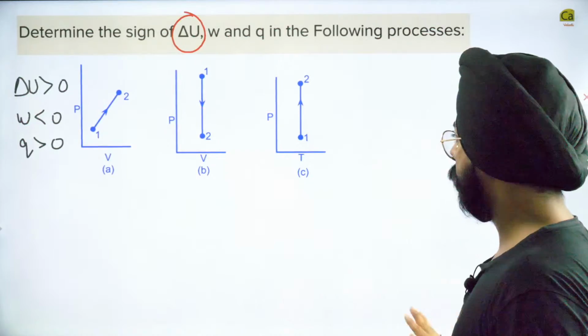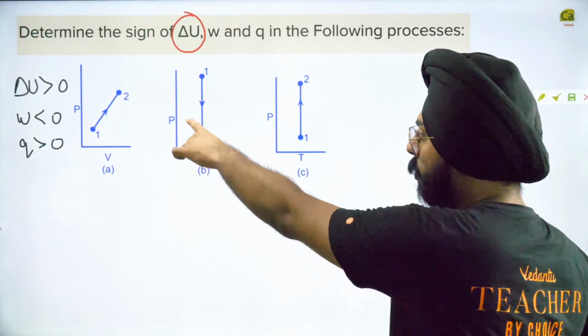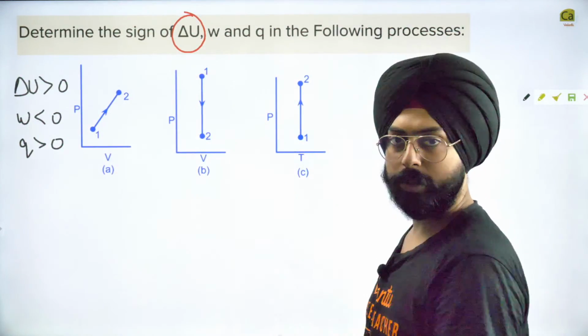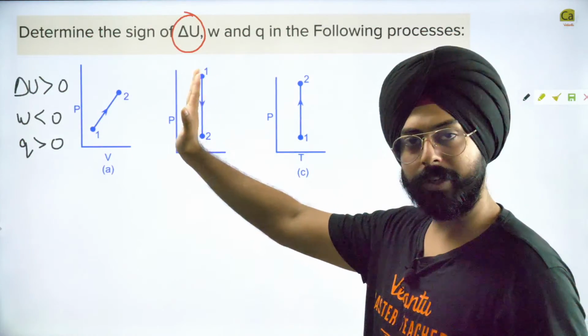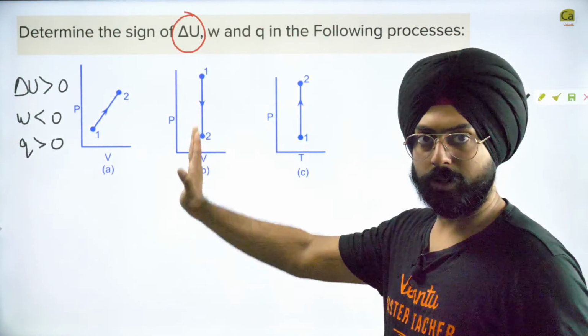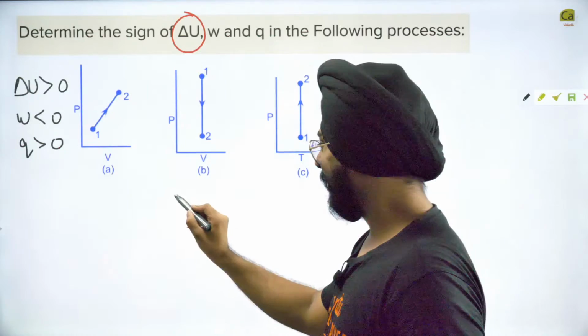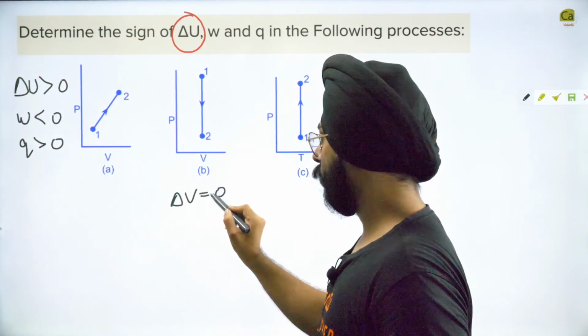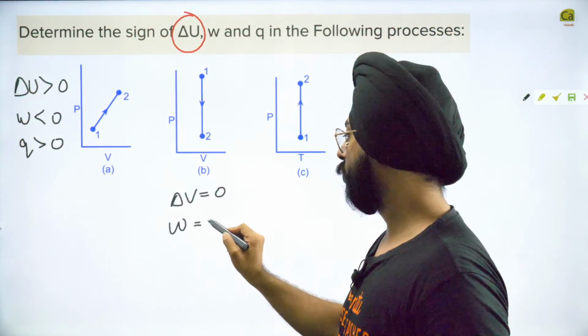Okay, let's try to do it a little faster. What's happening over here is a PV graph is given, but volume is not changing. Can you see that the volume is a constant value? Straight line, so volume is a constant value. Since delta V is equal to 0, can I say that work done is equal to 0?